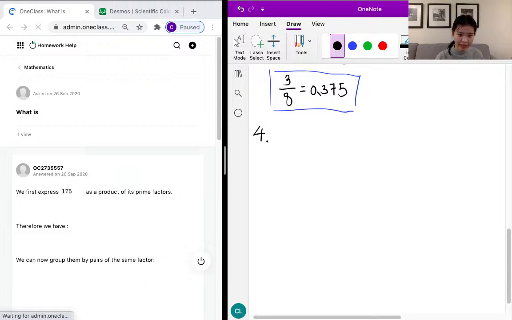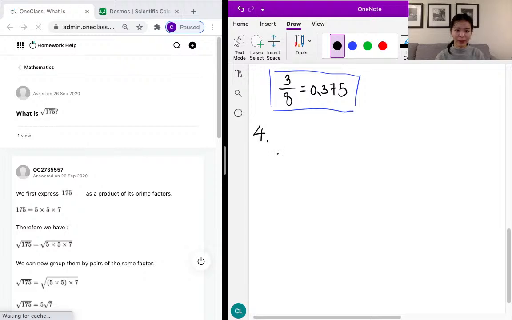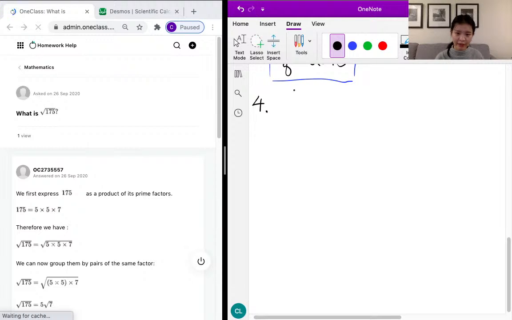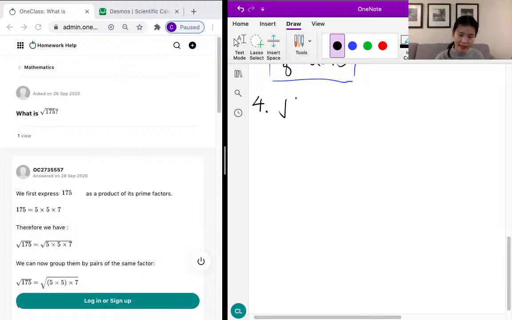So our question number 4 is asking, what is the square root of 175? It basically asks us to simplify the square root of 175. And the best way to do this is to use prime factorization.